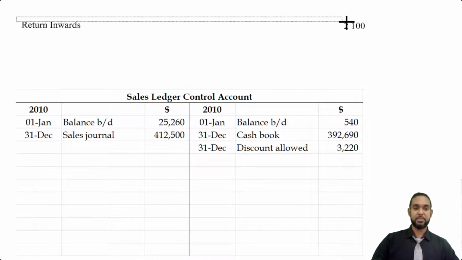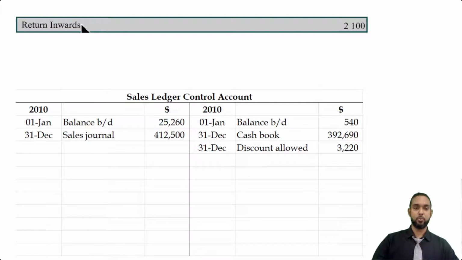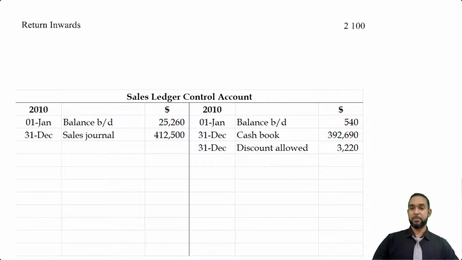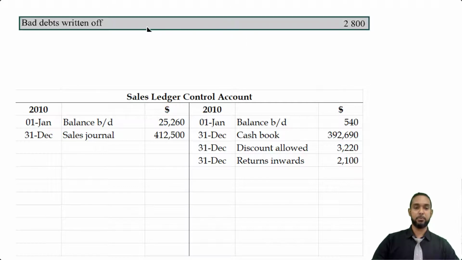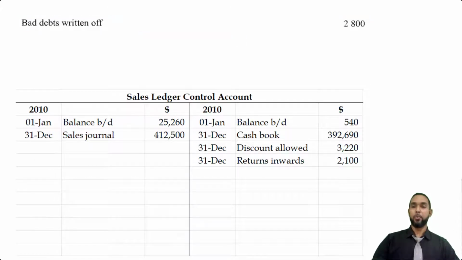Next, I'm seeing returns inwards, 2,100. So of course, if our customers return goods to us that they previously bought on credit, they no longer have to pay for those goods, especially if something was wrong with them. So that's going to reduce the asset, which of course is going to be recorded on the credit side of the account. Next, we have bad debts written off, 2,800. Now, when we write off bad debts, we are saying we can no longer reasonably expect to collect this money. So therefore, we are saying these people no longer owe us this money.